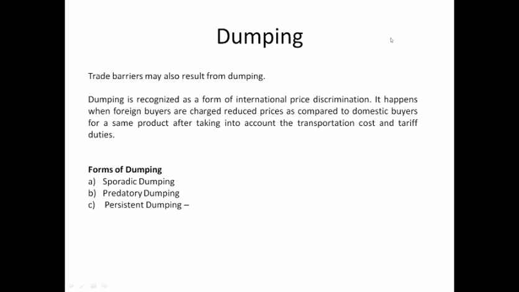Let's now discuss dumping. Trade barriers may also result from dumping. Dumping is recognized as a form of international price discrimination.